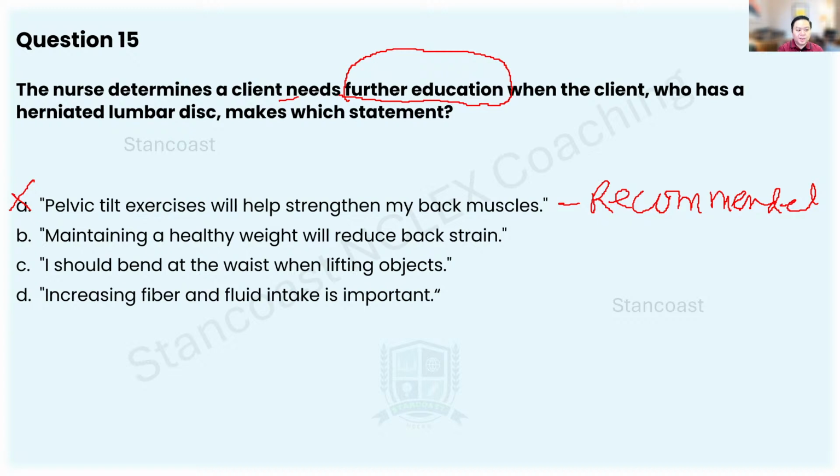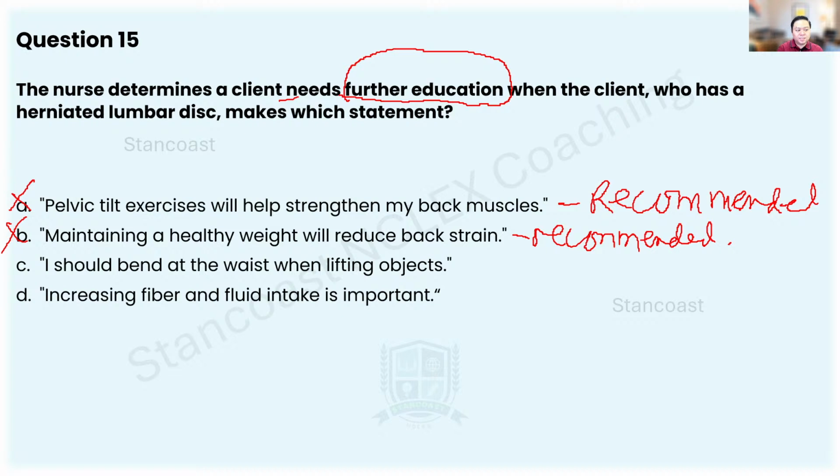What about letter B? Maintaining a healthy weight will reduce back strain. Yeah. Remember about obesity can actually allow more strain into the spine. If we are going to maintain a healthy weight for this patient, or if they're able to do that, then of course that's a positive, right? So we are eliminating this as well. This is a recommended action.